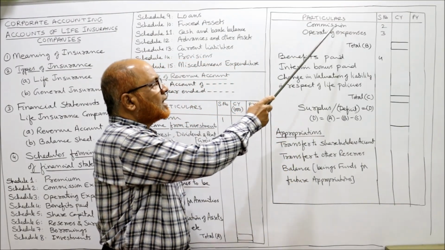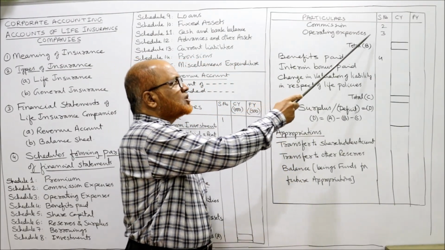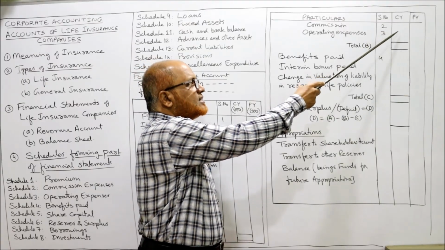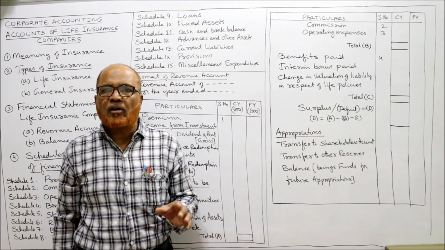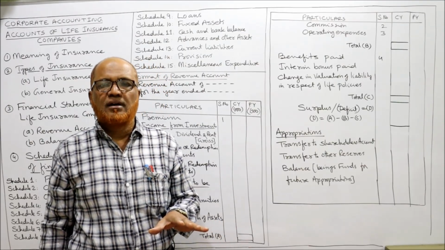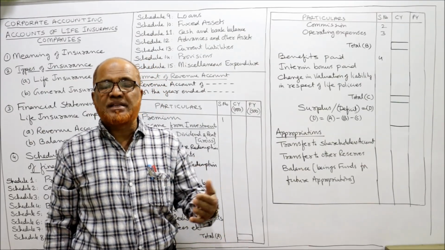Commission. Next, commission, second schedule; operating expenses, third schedule. The total of second and third will be total of B. So A is the total of incomes and B is the total of expenses.